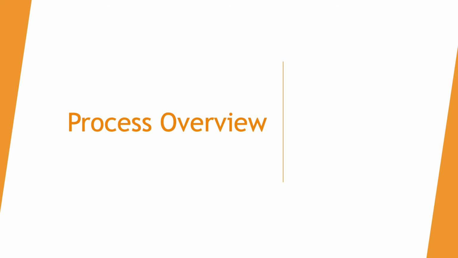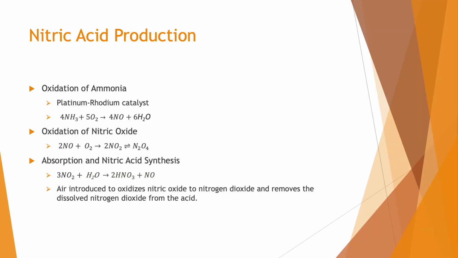Next, I will talk a little bit about the actual process overview for the chemical plant. Liquid ammonia will be imported to this facility, and nitric acid as well as ammonium nitrate will be produced on site. The synthesis of nitric acid involves 3 major steps, whose chemical reactions have been listed on this slide. Preheated ammonia is first oxidized to nitric oxide in the presence of a platinum-rhodium catalyst. Then the nitric oxide is further oxidized to nitrogen dioxide.